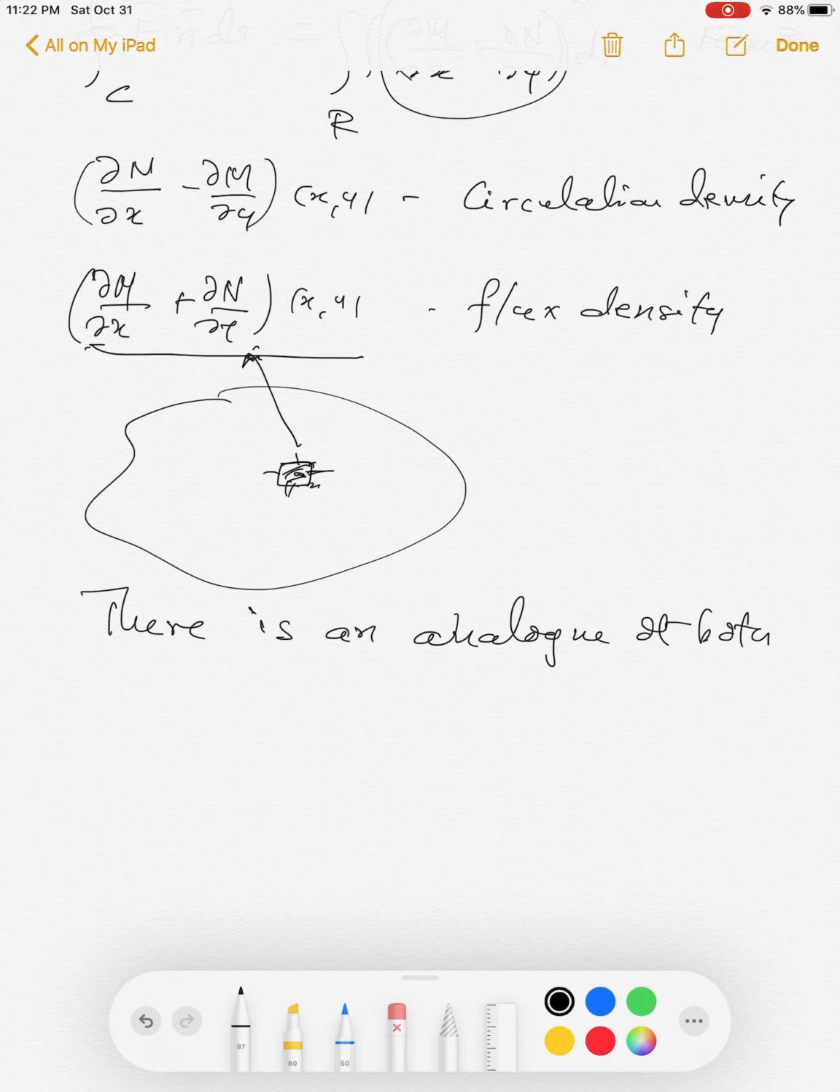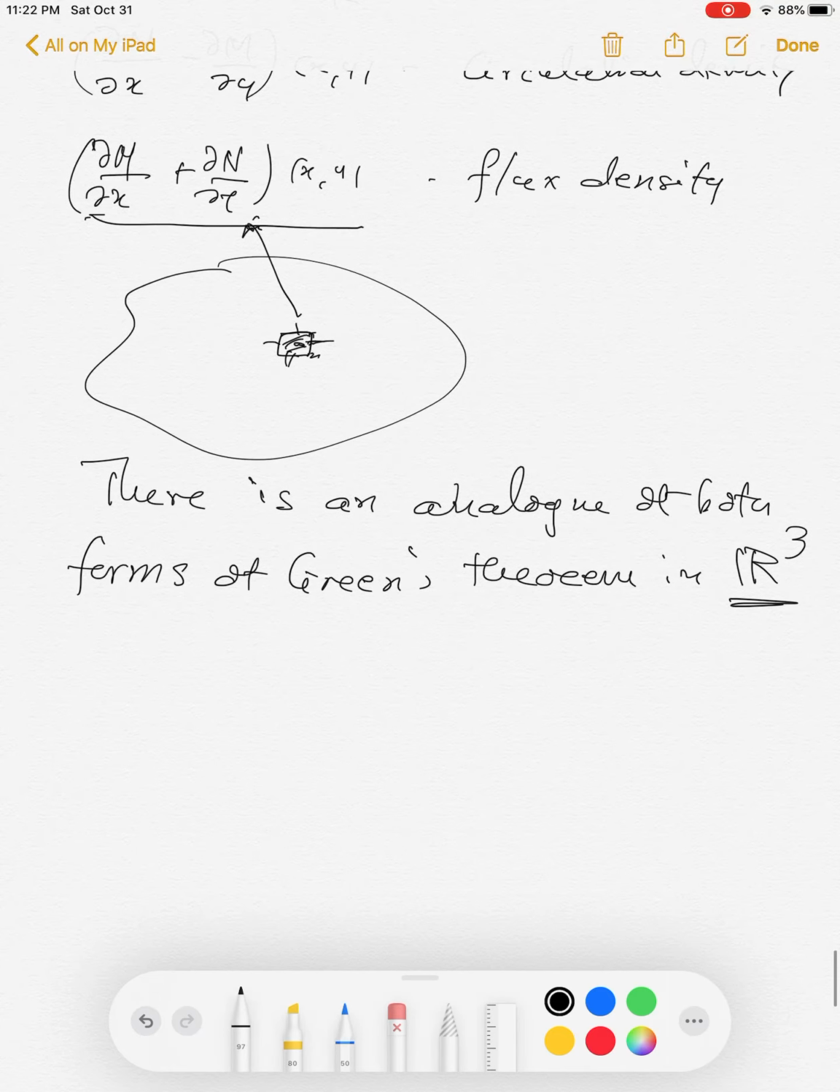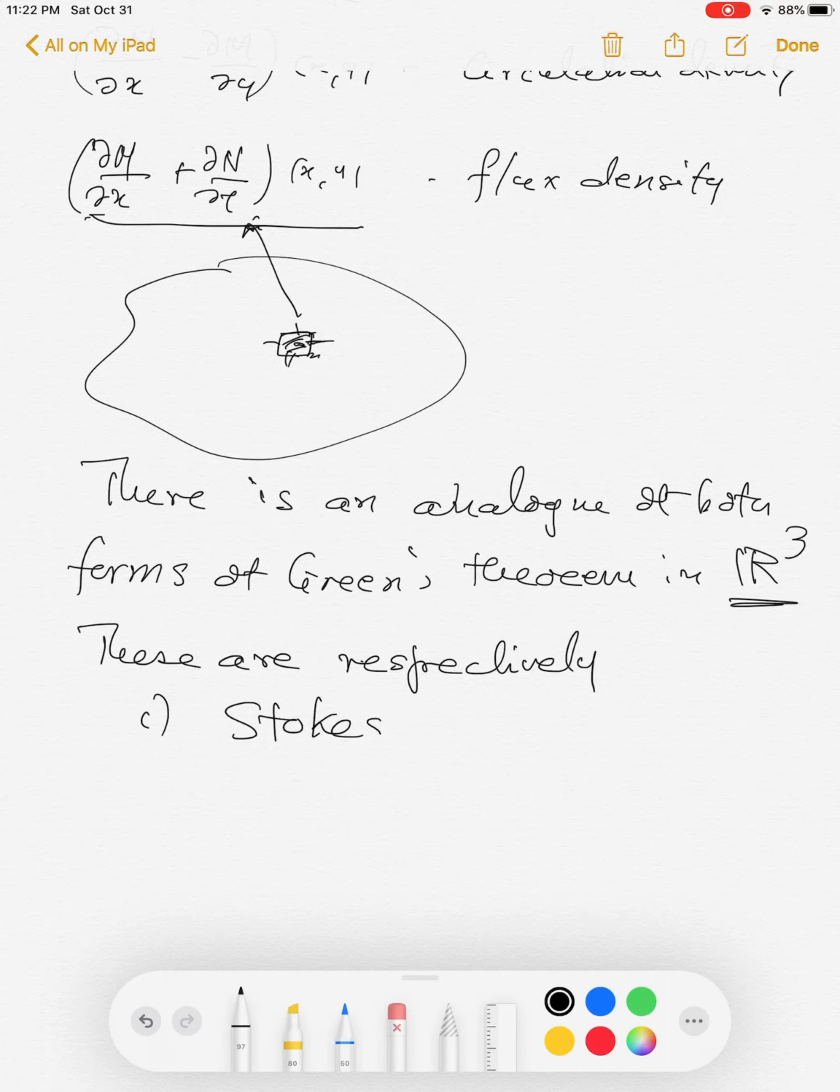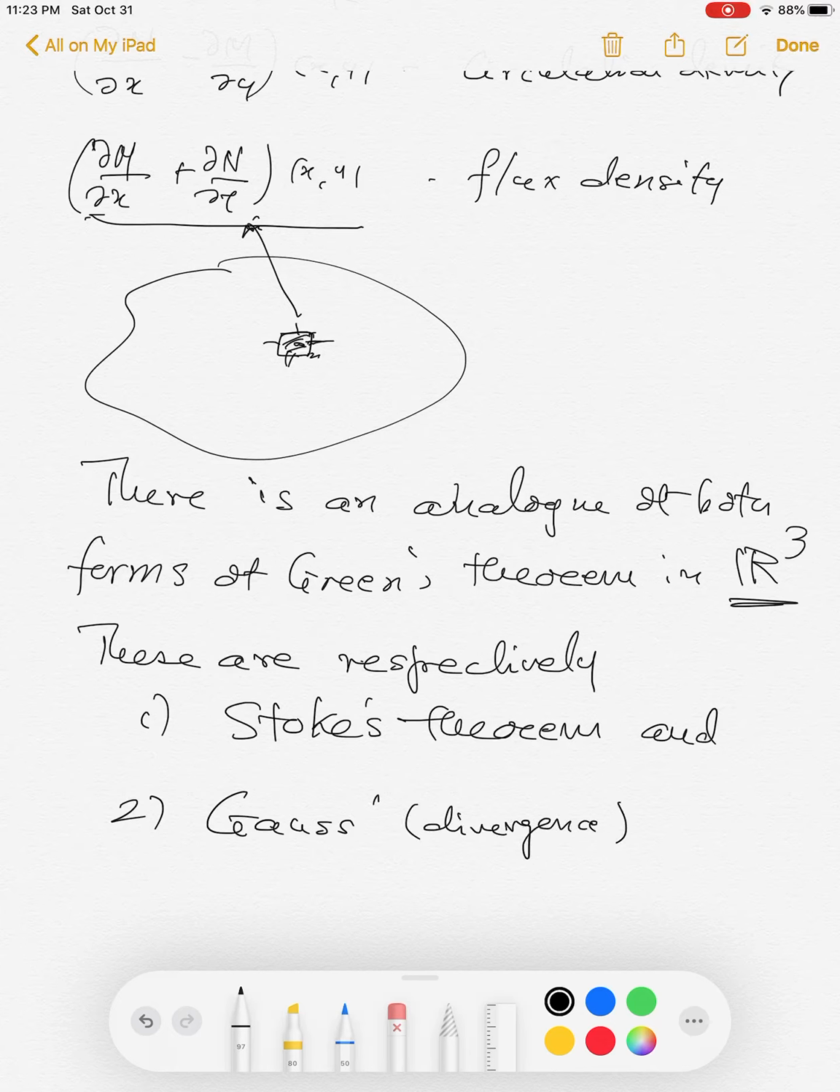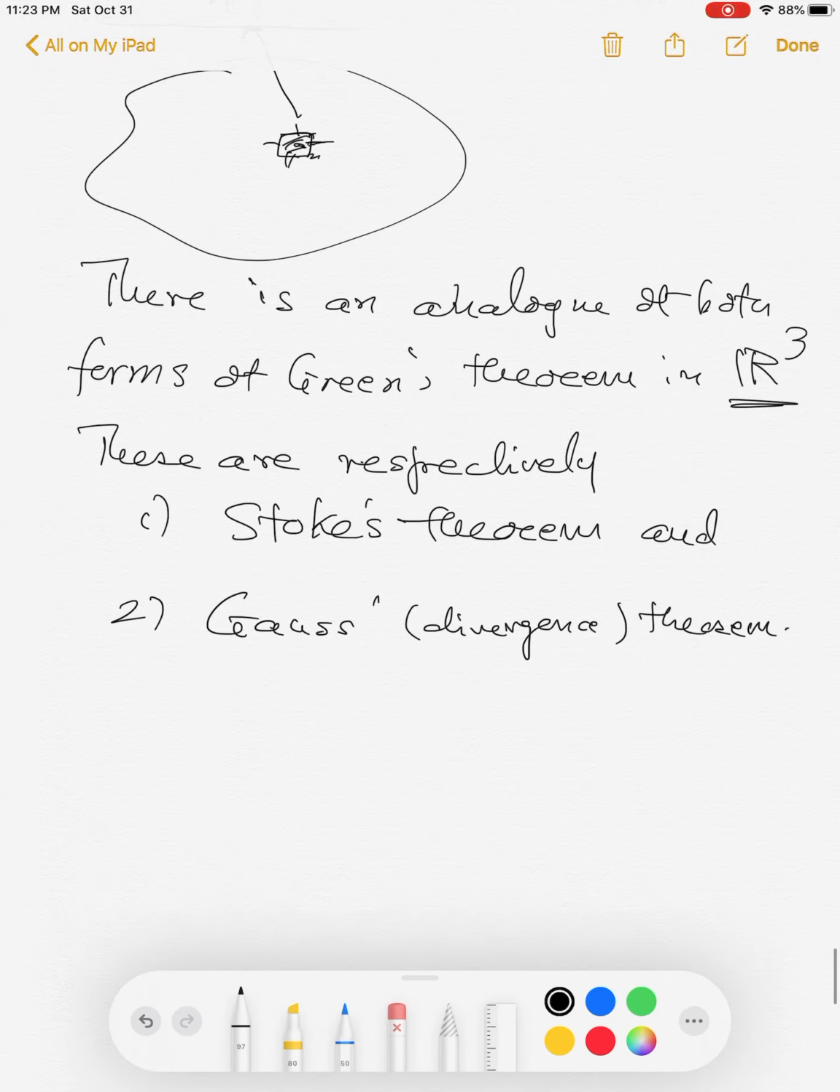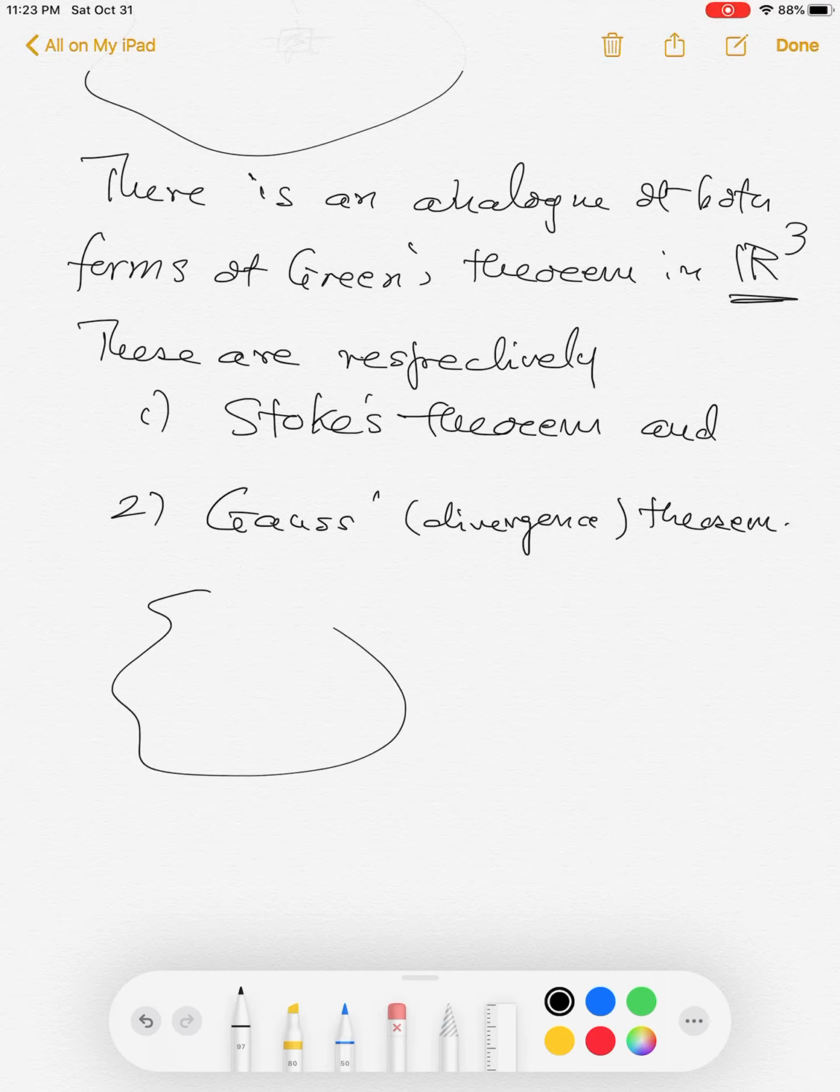So there is an analog of both forms of Green's theorem in R3, and these are respectively called Stokes' theorem and Gauss's theorem, which is also called the divergence theorem.